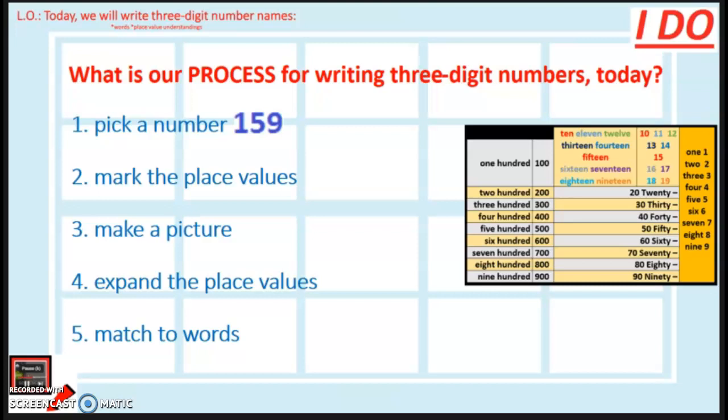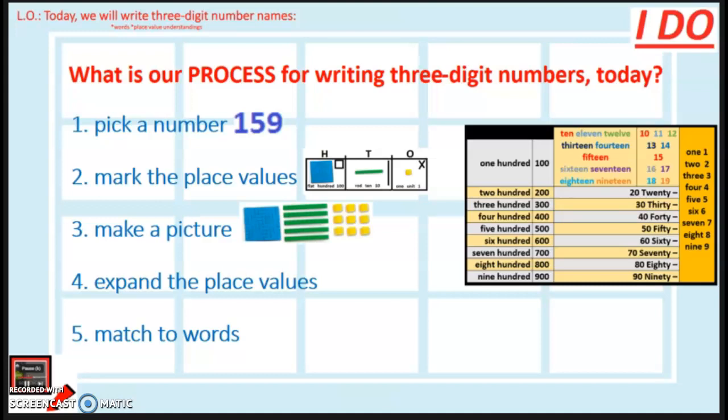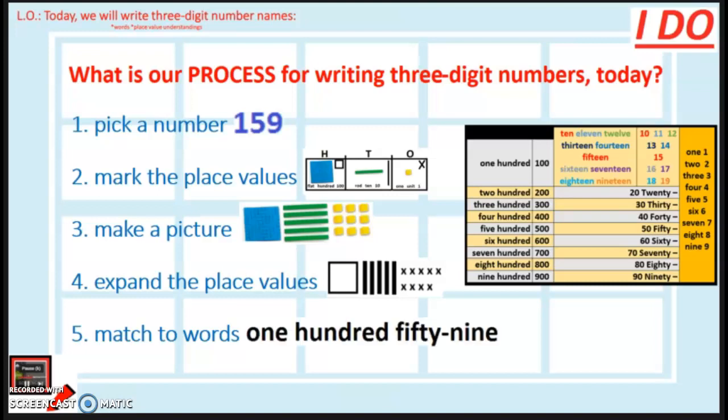Number 1, so if I pick the numeral 159, I'm going to then mark the place values. Well, here are my place value pictures, my hundreds, my tens, and my ones. After that, I'm going to make a picture. After that, I'm going to then expand those place values with the symbols, and then I'm going to match all of those to the actual word form. We can do it together, but first, let me do it on my own.